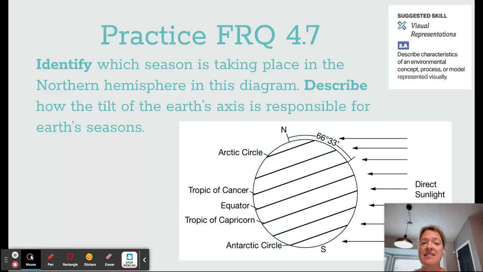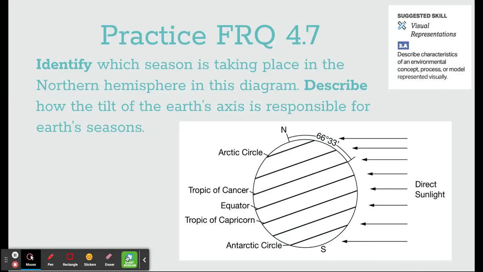Okay, so here's our practice FRQ. Identify which season is taking place in the northern hemisphere in this diagram. So I'll stop my webcam. Describe how the tilt of the Earth's axis is responsible for the Earth's seasons. That just reviews what we talked about in the notes. If you have any questions, you can let me know in class or see me during Pathways, don't forget. And then I will have the answers for this FRQ up on OneNote, so you'll be able to see that.